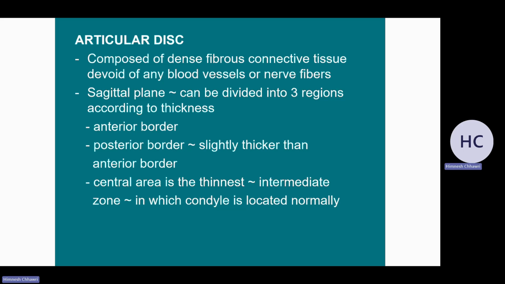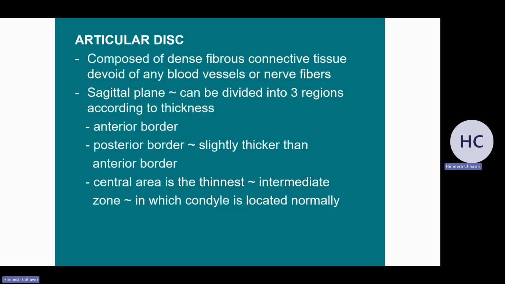which we've already talked about, that divides the joint into two cavities, two parts, and it is avascular. That is, it doesn't have any blood supply, but it also doesn't have any nerve fibers. That is, it is not innervated. You can read on the slide that it is thicker in the anterior border.